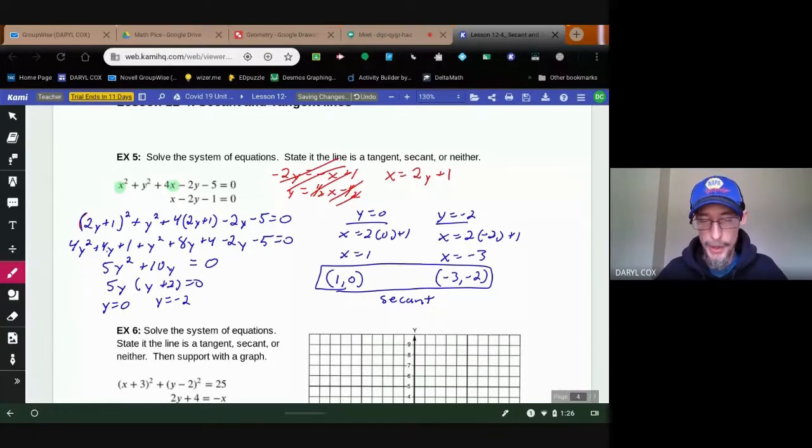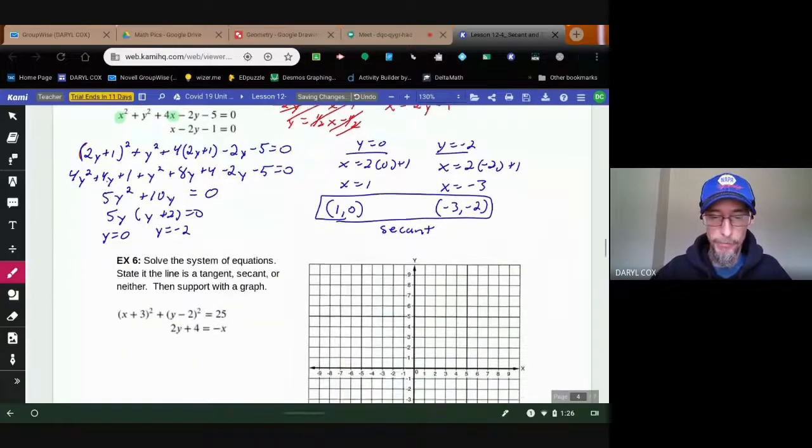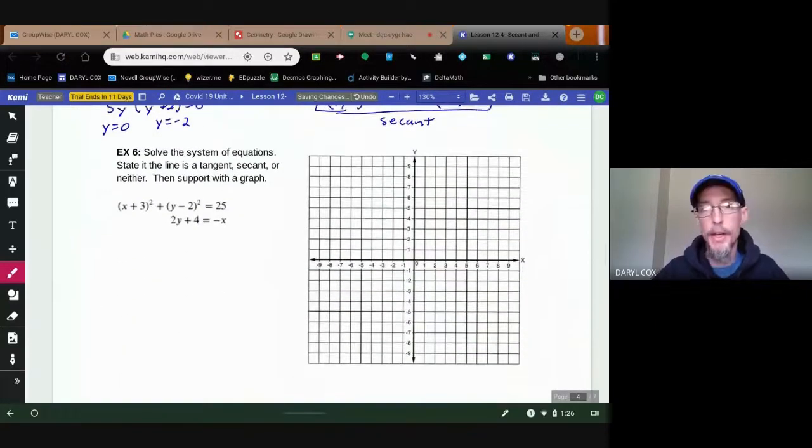So, last thing first. You know what? I'm not even going to look at the next one because I think you guys... well, why not? Let's try the next one. Try this one on your own, and then we'll go over it. So tell me, what are the points of intersection? Secant, tangent, or neither? Okay, go for it.